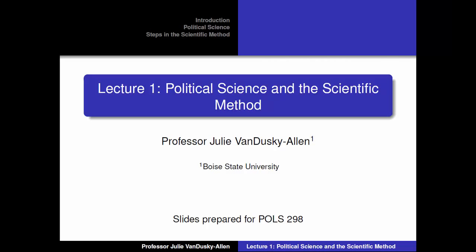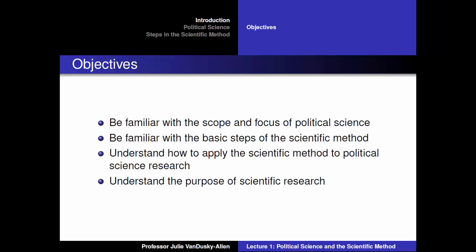This is Lecture 1, Political Science and the Scientific Method. By the end of this lecture, you should be familiar with the scope and focus of political science, be familiar with the basic steps of the scientific method, understand how to apply the scientific method to political science research, and understand the purpose of scientific research.